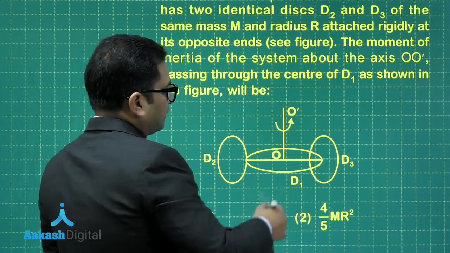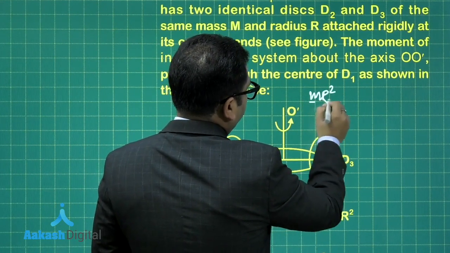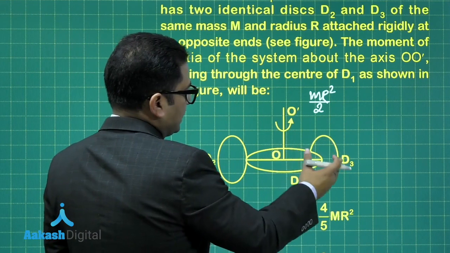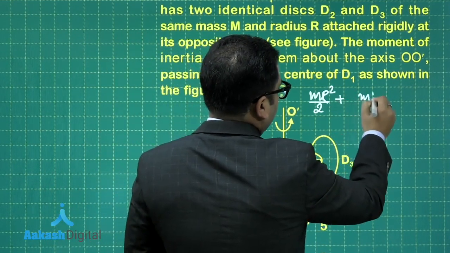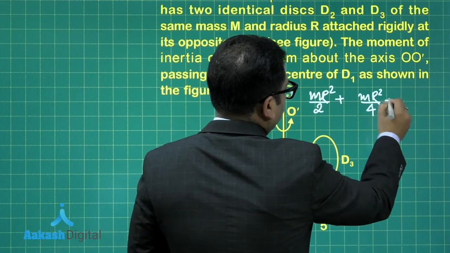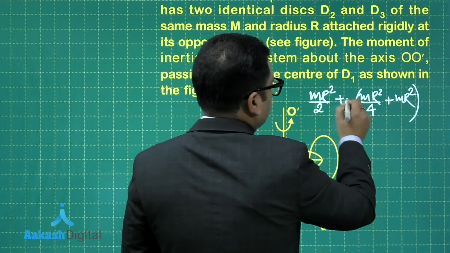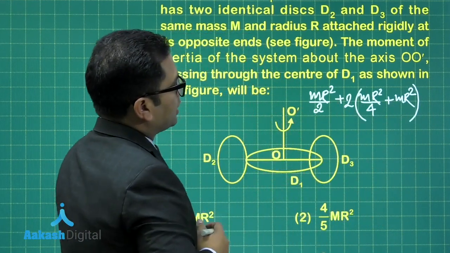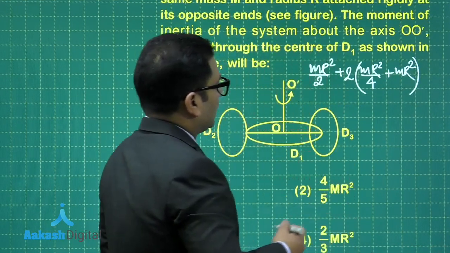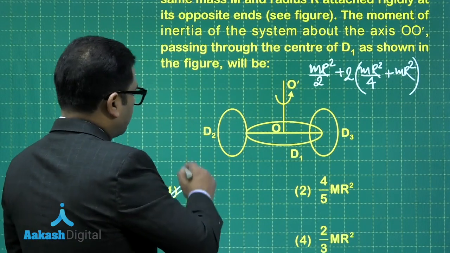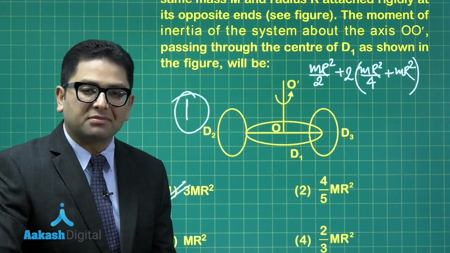So to do that, first for the D1, that's straightaway mr square by 2, and for D3 and D2, which are identically located, that's going to be mr square by 4 plus mr square, that's a shift in parallel axis, multiplied by 2. So that's going to give the moment of inertia. And now let's try to see how much would be the value. You add all, that's going to be 3 mr square. So option number 1 is the correct for this. Time to move to question number 29.